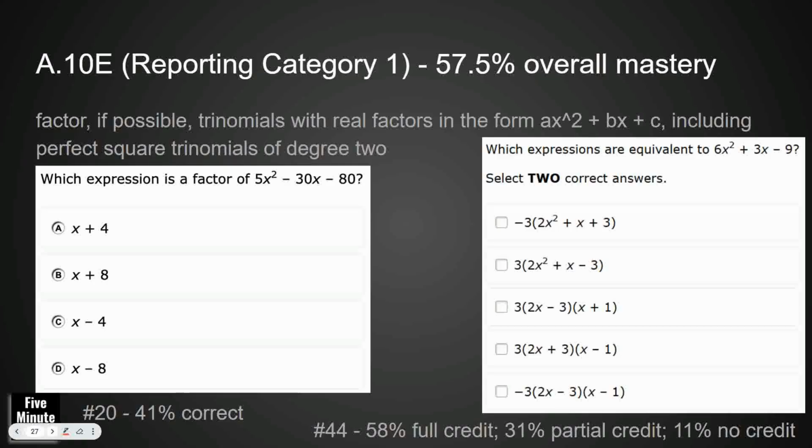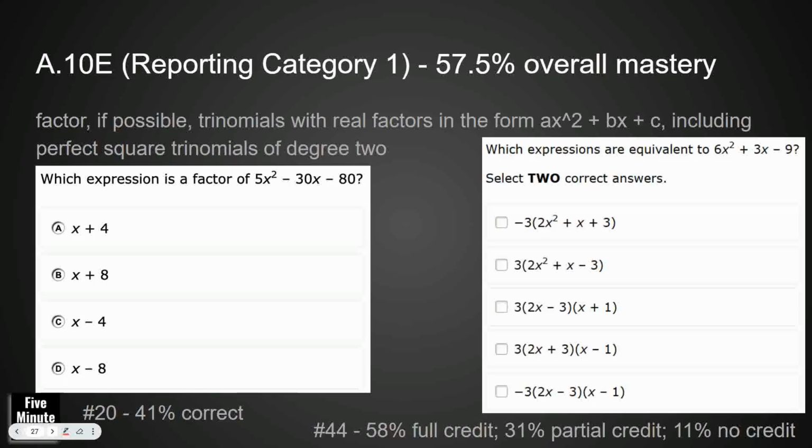And then we have a point 10e. We are factoring trinomials, and we need to find number 20 is just giving us one factor. Now, this is going to be quite a bit harder than number 44 because if you're only given one factor, I actually have to do the work. I can't just reverse engineer it.